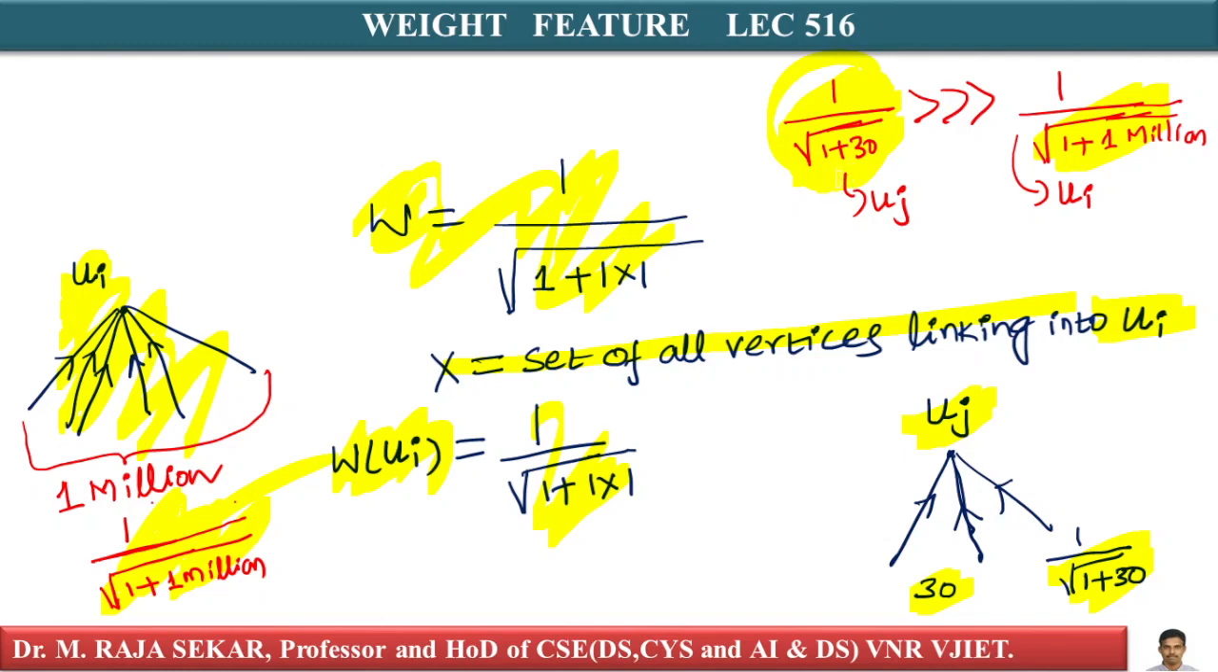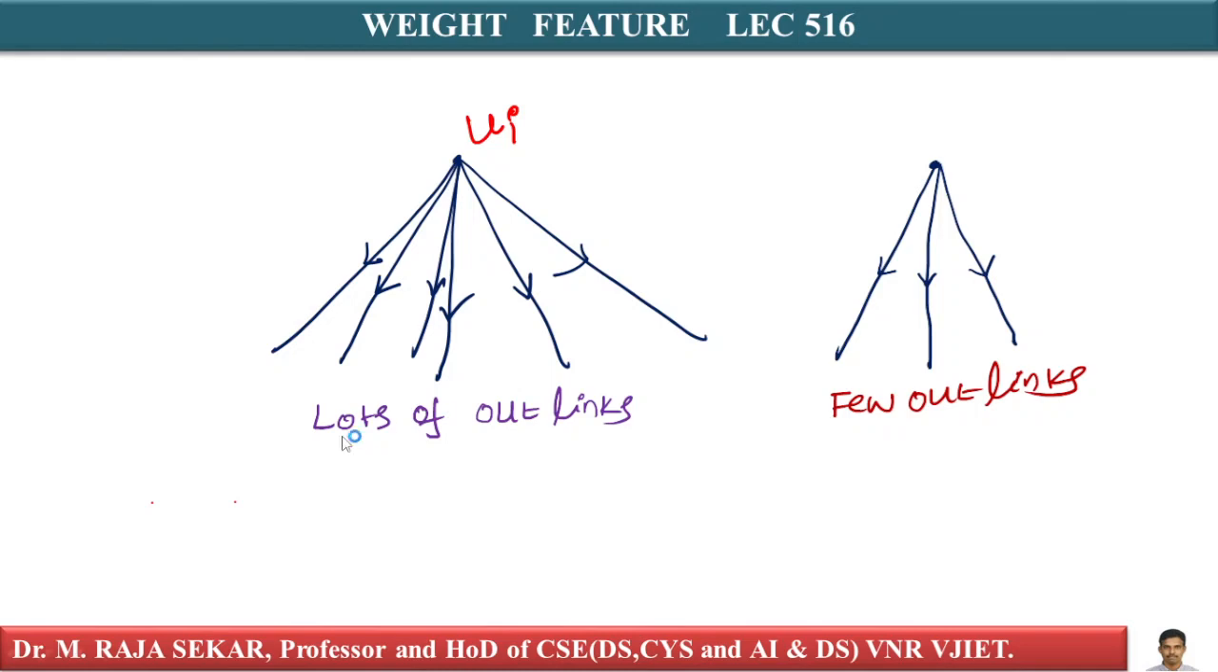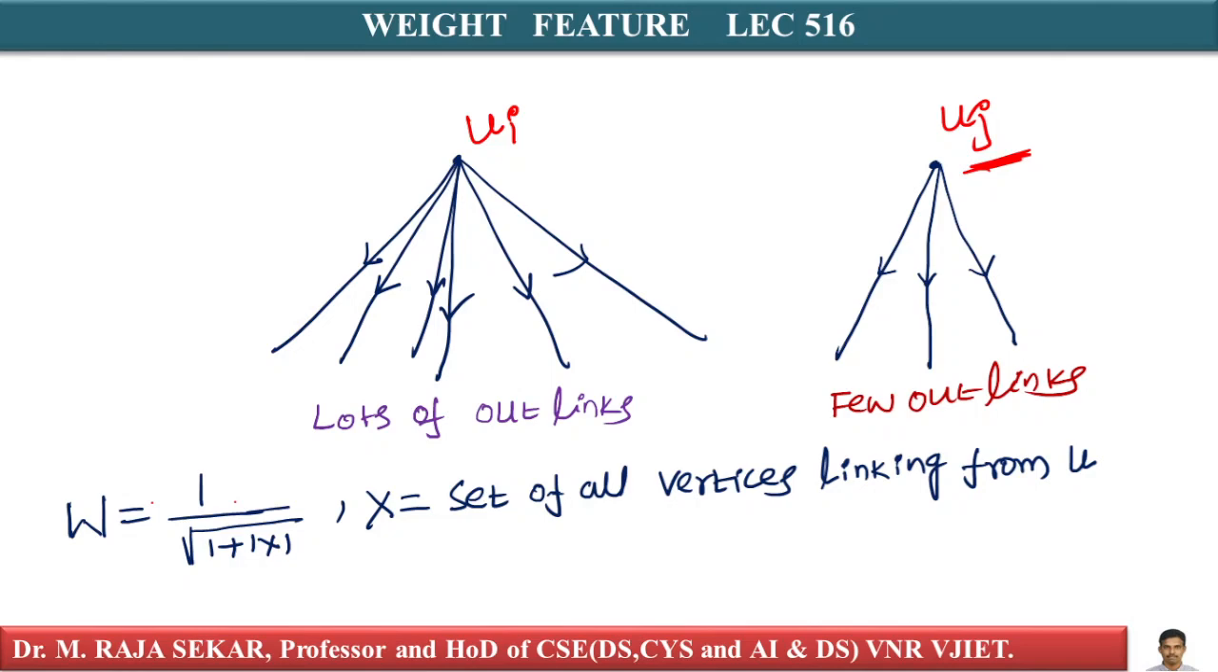The same thing I can do for vertices linking out of UI. Earlier we were discussing incoming vertices, now outgoing. Imagine a person like UI who has lots of outlinks, and another person UJ who has few outlinks. You can compute the same weight feature: W equals 1 by square root of 1 plus the number of elements in X.